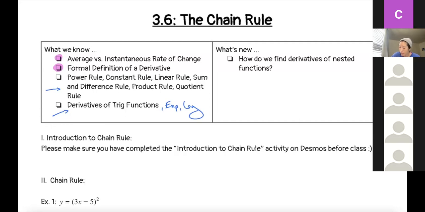Now, what's new? How do we find the derivatives of nested functions? And so what I mean by nested is this last example we looked at on Desmos, y equals e to the cosine x. That's a really great example of a nested function. You could also think about this as function compositions. Okay, so anytime we see a function composition, chain rule is going to be our best friend.